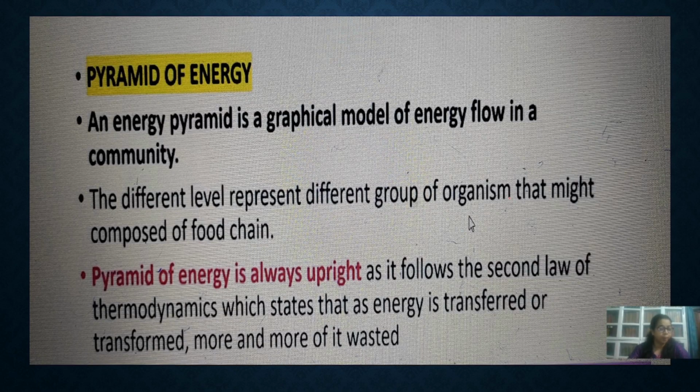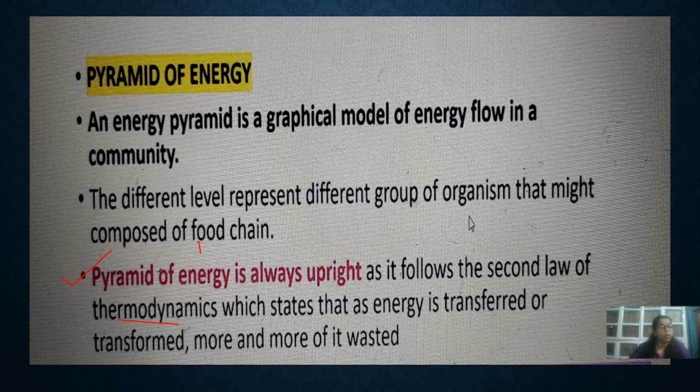And one most important thing: in case of the pyramid of number, we have seen they can be upright and inverted. The pyramid of biomass can also be upright or inverted, and I have shown you with a diagram what is meant by upright and what is inverted. But the pyramid of energy is always upright, it can't be inverted. Why? The pyramid of energy is always upright. This point is very, very important. The pyramid of energy is always upright as it follows the second law of thermodynamics.